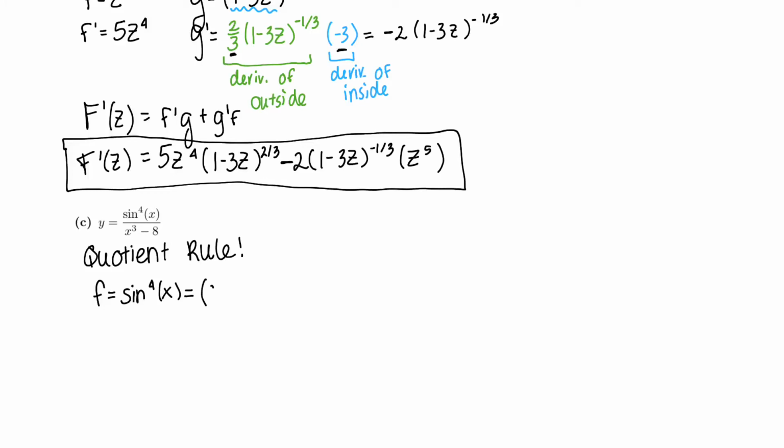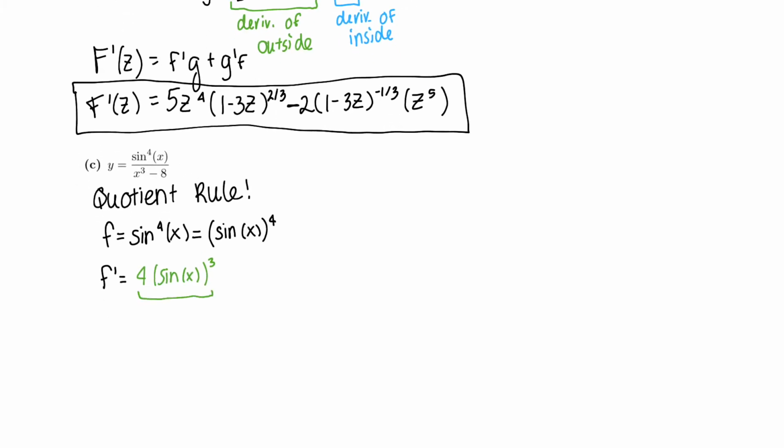Sine to the fourth is the same as sine of x raised to the fourth power. You use chain rule on it. So for f prime, the whole thing is the outside function, right? Taking the derivative of the outside function using power rule, bring the 4 down in front, and then sine of x, leave the inside alone, and lower the exponent by 1. That's the derivative of the outside, multiplied by the derivative of the inside. So the derivative of sine x, which is cosine x.